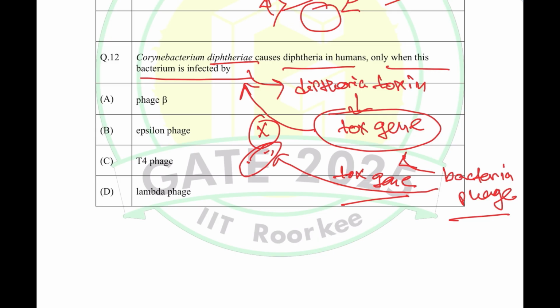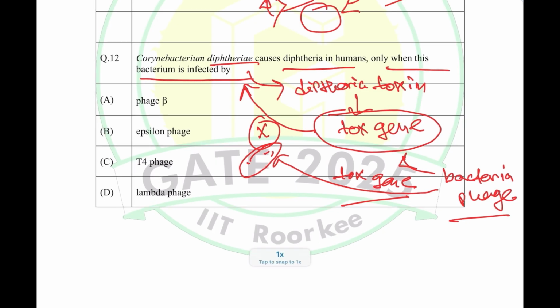This phenomenon is an example of lysogenic conversion, when the bacteriophage imparts new traits like toxin production to its host bacterium. So the phage beta is responsible for this, which will help the Corynebacterium diphtheria to cause diphtheria in human.